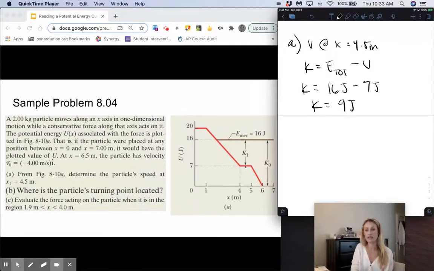Now from that information, of course, we know kinetic energy is equal to 1/2 mv squared. So now we can find the velocity at that point. So we get 1/2 mv squared equals 9 joules.